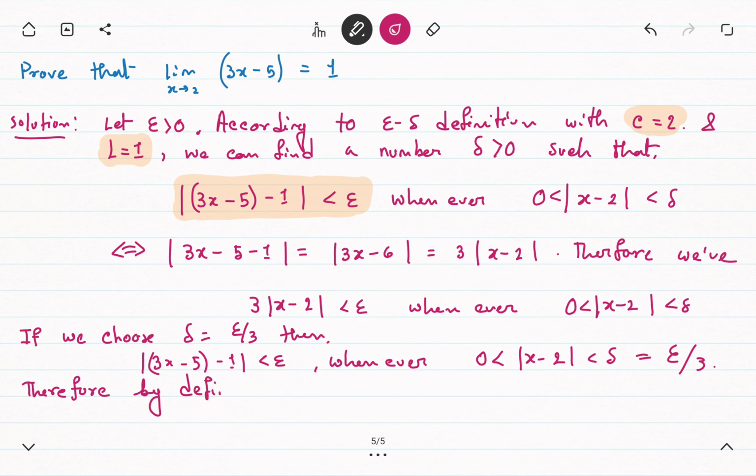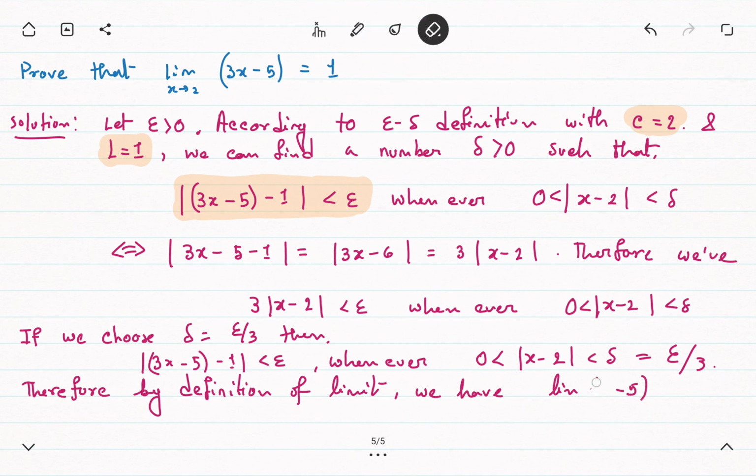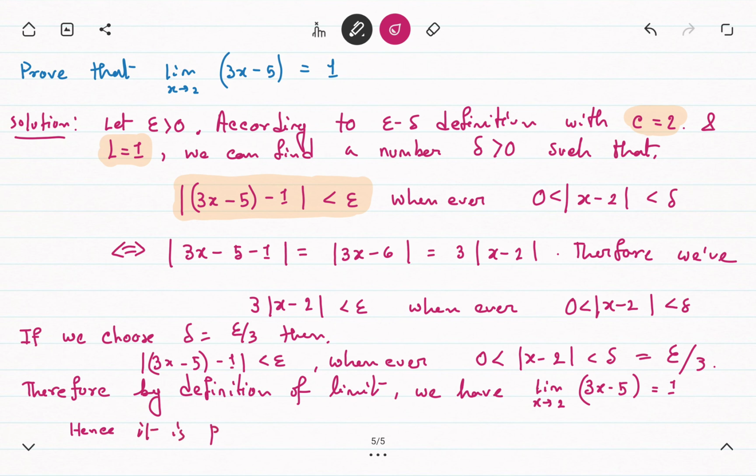Therefore, by definition of limit, we have the limit as x approaches 2 of 3x − 5 equals 1, and hence it is proved. We'll write the problem in this manner.